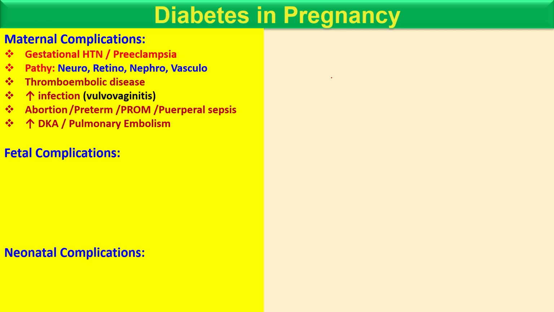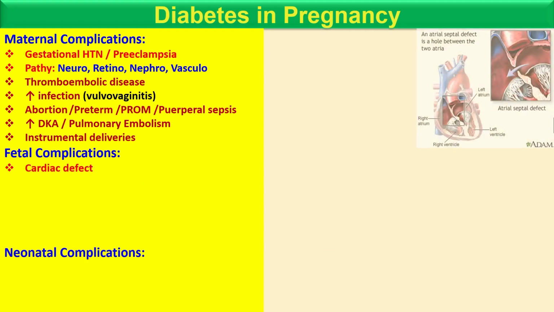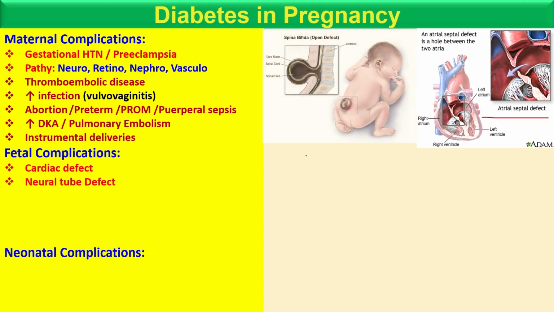So these all are in a series. Instrumental deliveries because of polyhydramnios or macrosomia. Okay, what are the fetal complications? Three important complications you must remember: cardiac defect, especially VSD, ASD. VSD is the most common. And the other is neural tube defect. What is the example? Spina bifida is a good example, where you can see here. And the other is sacral agenesis.